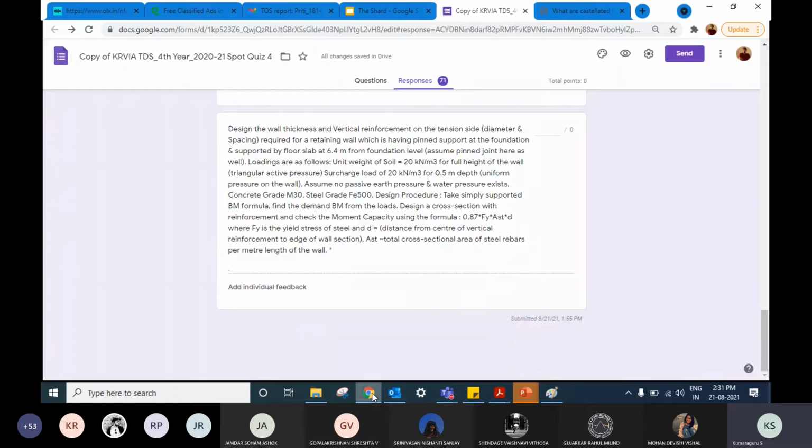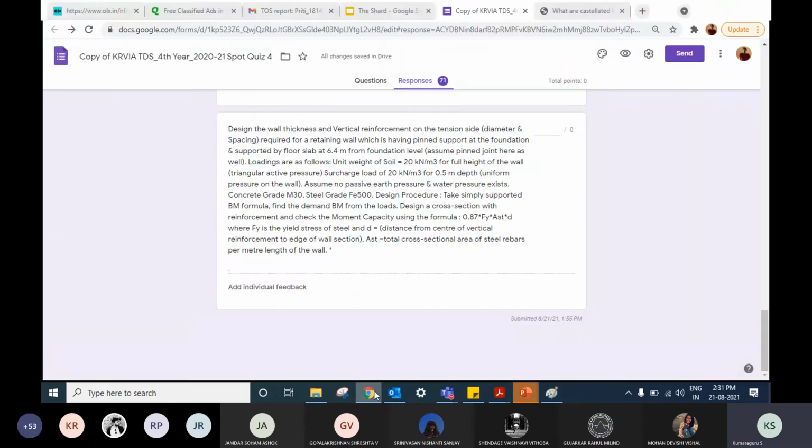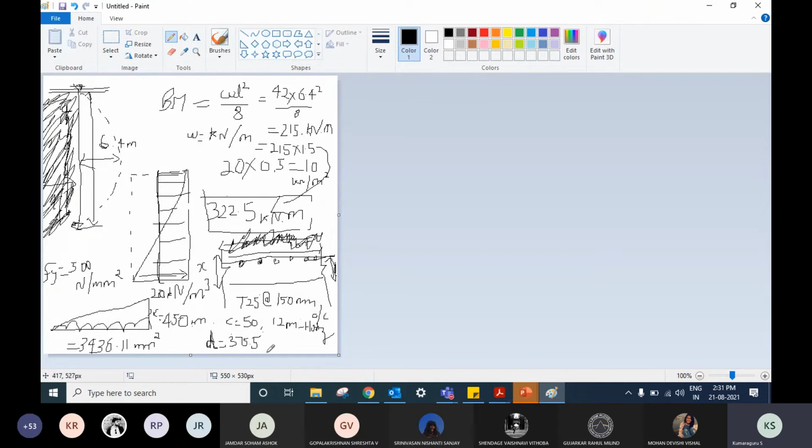So you've got all the numbers to be plugged into this equation. 0.87 multiplied by Fy, which is 500, multiplied by AST. AST was 3436.11 multiplied by D. D is 375.5. Now, all distances are in mm and the force is in Newton. Remember that. So you'll get a very big number.